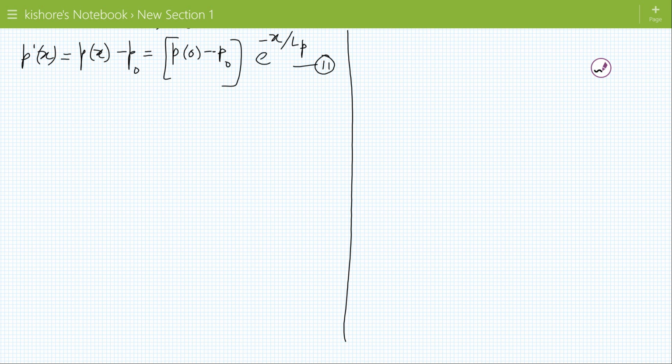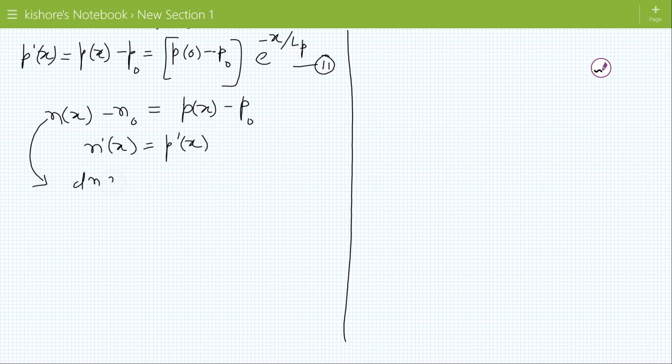Now here the excess majority charge carrier concentration is Nx minus N naught, and excess minority charge carrier concentration is Px minus P naught. The excess majority charge carrier concentration is same as the excess minority charge carrier concentration. So we can write this as N dash x is same as P dash x. Now if we differentiate this expression with respect to x, then it becomes dnx by dx, that is equal to dpx by dx.